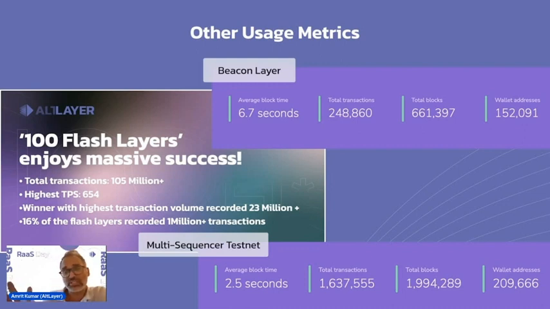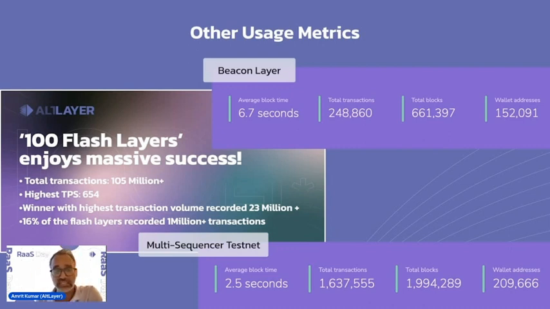There are some other usage metrics on the tech side. We ran a campaign a few months ago on flash layers. We allowed people to deploy flash layers, and we asked them to do transactions on those flash layers. During that campaign, we received about 100 million transactions on those flash layers. We'll come back to it in a minute, but we also have a network called Beacon Layer, which acts as a decentralized sequencing layer, and Yauchi will give a talk about this later. That has already been live on testnet and has done about 250,000 transactions already.